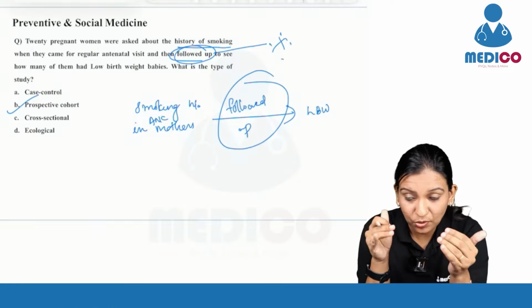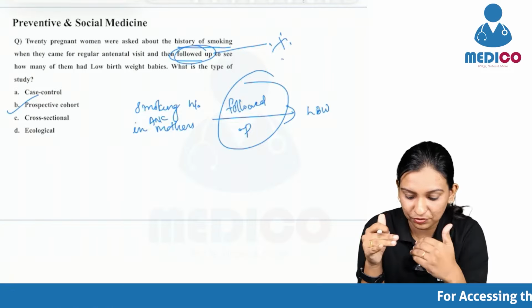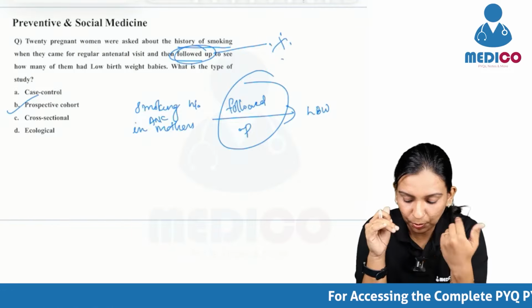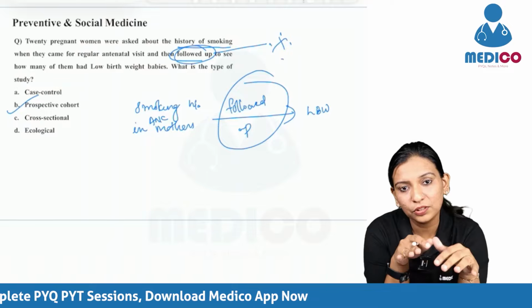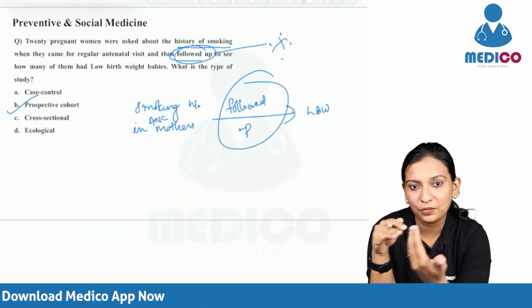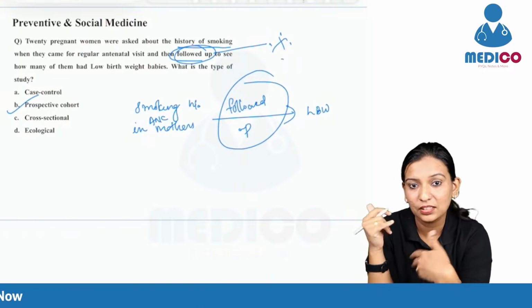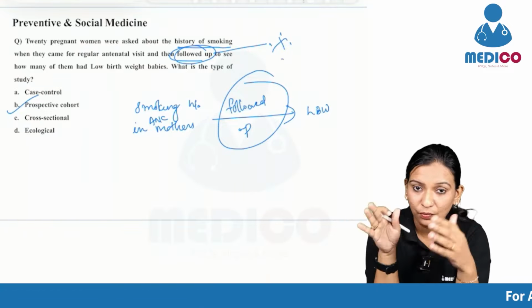Suppose this was a case control study. How would they have asked the question? Suppose I'm taking babies with low birth weight, who are the cases, and I have a control group with normal birth weight, and then I go backward and take the history from the mothers, whether they were smoking while they were pregnant. So if I start from cases and controls, that is diseased and non-diseased, and if I go back and then search for the exposure, then it becomes a case control study.